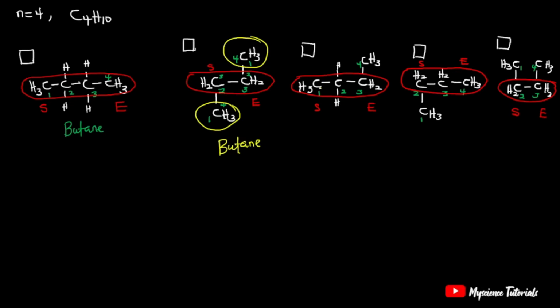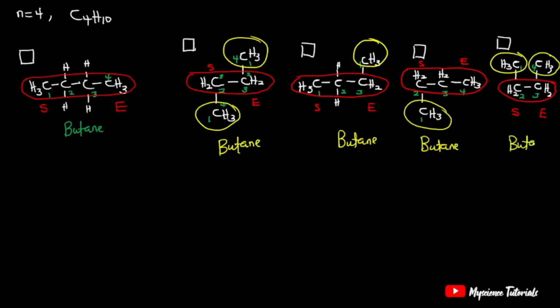Now for this guy, we have the fourth carbon on the ending carbon over here, and this compound is still giving us butane. Over here we can see that the fourth carbon is added to what? The starting carbon over here, and this is also butane. The same way, the third carbon and then the fourth carbon over here are on the starting and then the ending carbons over here, and this is still butane.